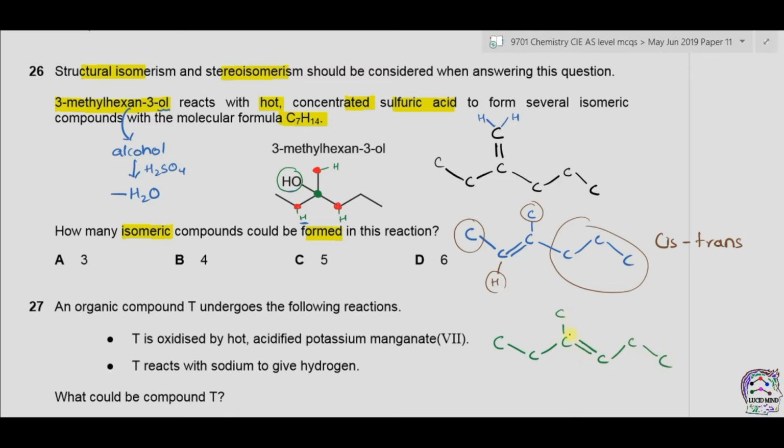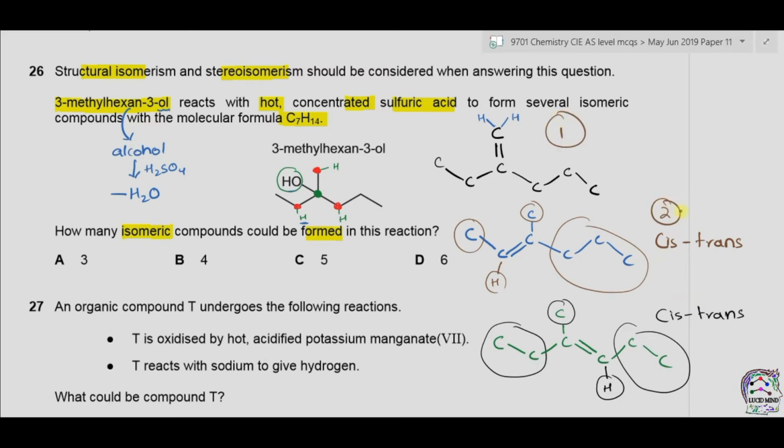You can see that this double bonded carbon is bonded to 2 different groups, and this double bonded carbon is attached to 1 hydrogen atom and 1 is this group. So again cis trans is possible. No other product is possible, so therefore we have 1, 2, 3, 4, 5 possible isomers formed. The answer is therefore C.